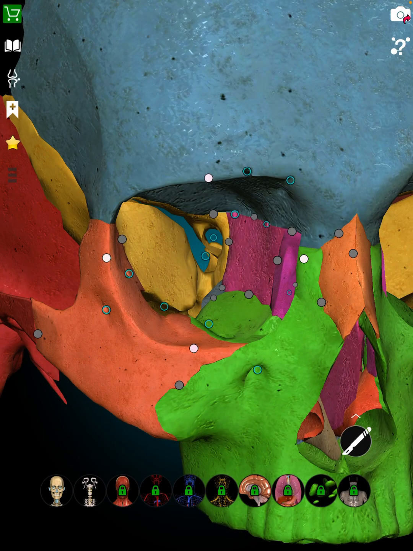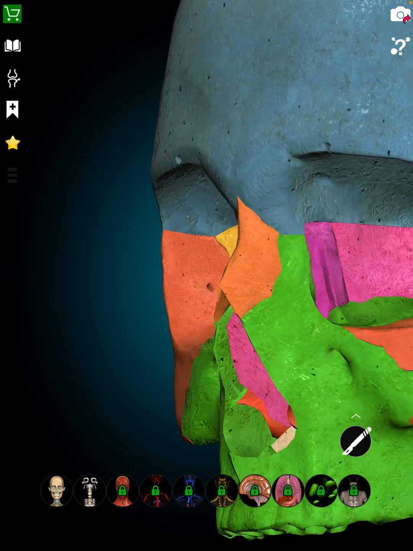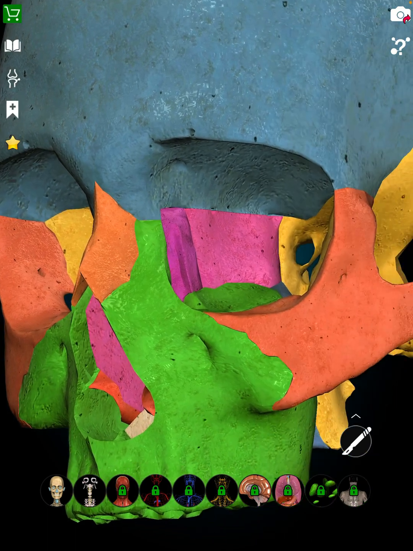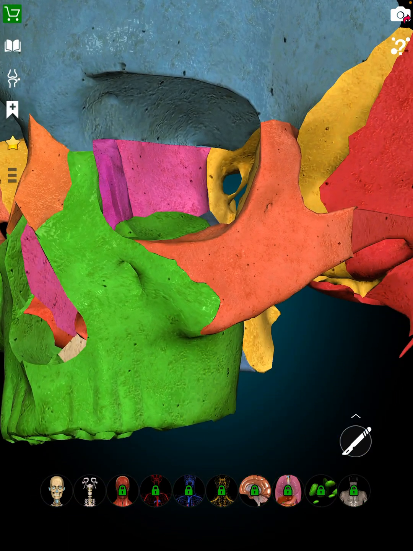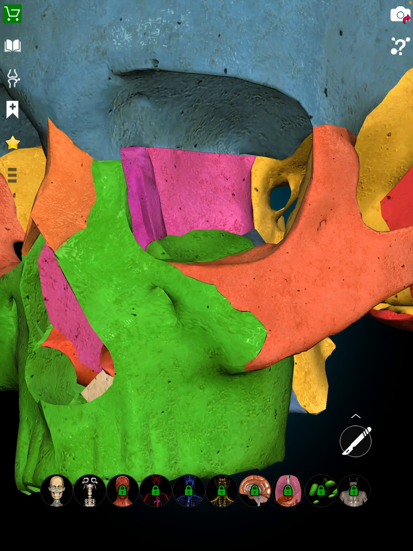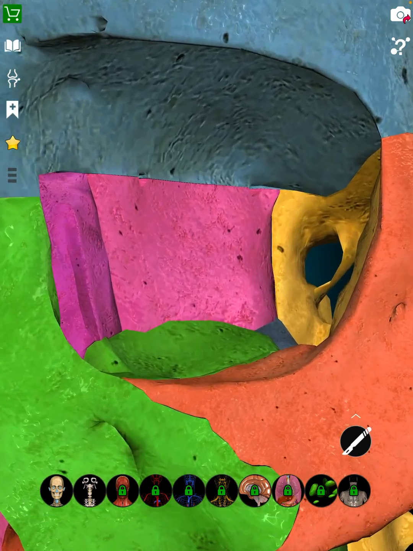We have seen five connections of the orbit. Now we are going to see the rest of the six connections. So the next one which we have is our ethmoid bone connection. Okay, so this is our ethmoid bone.